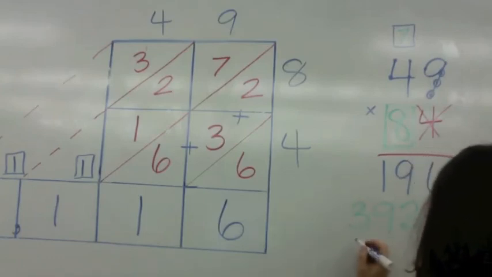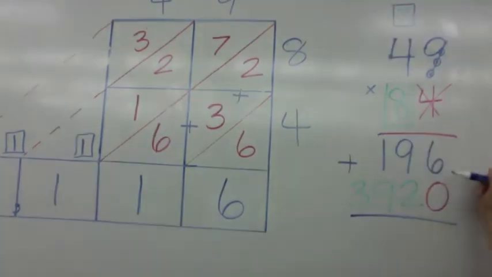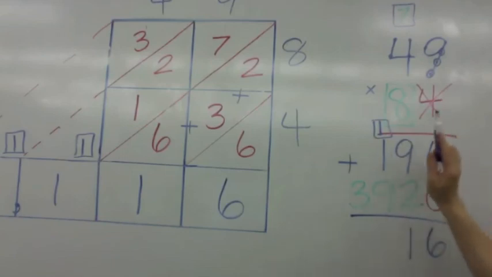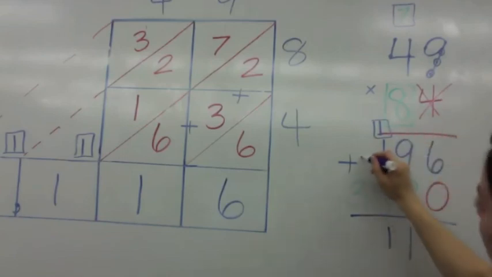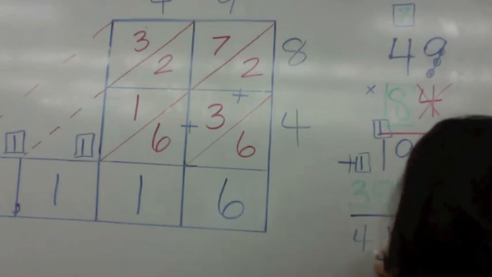And the last step is to add the products. The last step is to do what? Add the products. So we have 6 plus 0. 6 plus nothing is 6. 9 plus 2 is 9, 10, 11. Put down the 1, carry the 1. We have 9 plus 1 is 10, plus 1 more is 11. Carry the 1. And then 3 plus 1 is 4.